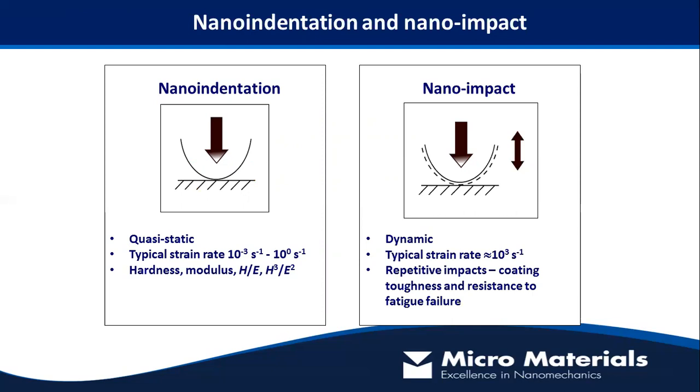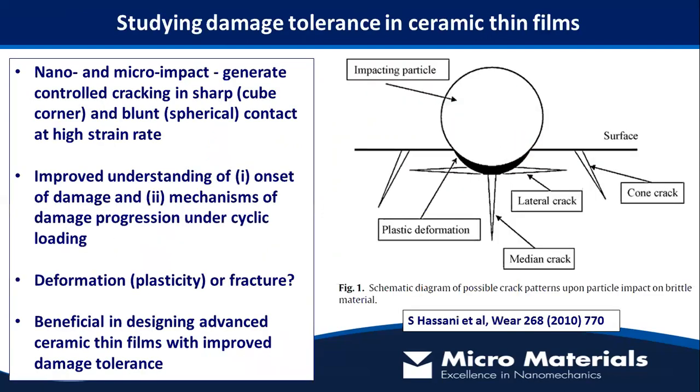We can look at repetitive contacts and resistance to fracture failure. So it's a very useful technique for studying damage tolerance in hard ceramic thin films. Schematically, when these coating systems are subjected to impact, you get potentially complicated crack systems, as illustrated on the right. You can imagine with multiple impacts, or in an erosion type test, these crack systems are going to coalesce, and this is going to lead to material removal. So we want to understand this and design our coating systems to mitigate these lateral fractures, essentially.